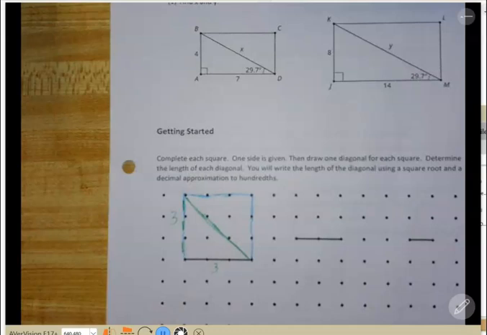So go ahead and complete problems 1 and 2, and then when you are ready to have a discussion over or at least see what the answers are, make sure that you're on the right track, turn the video back on.